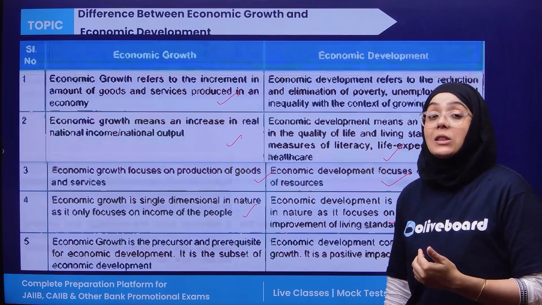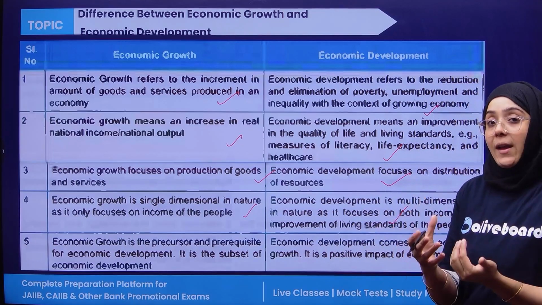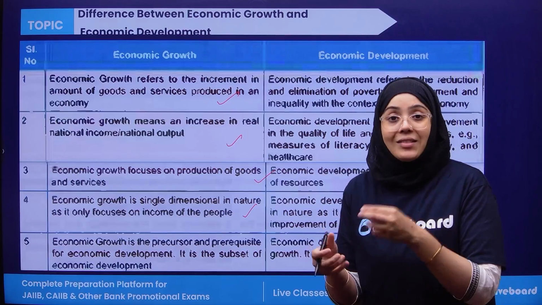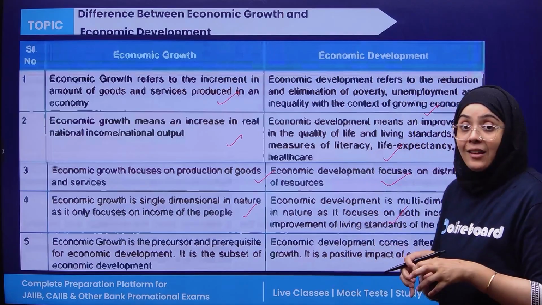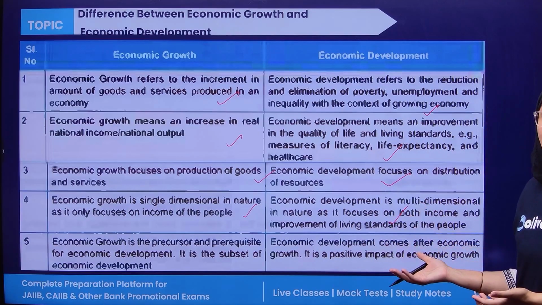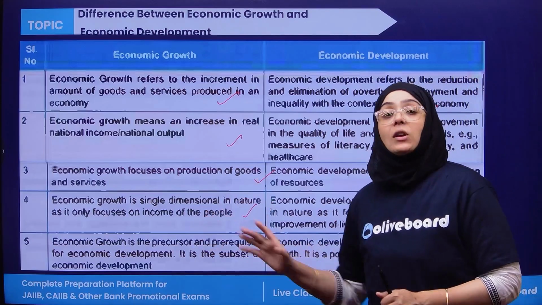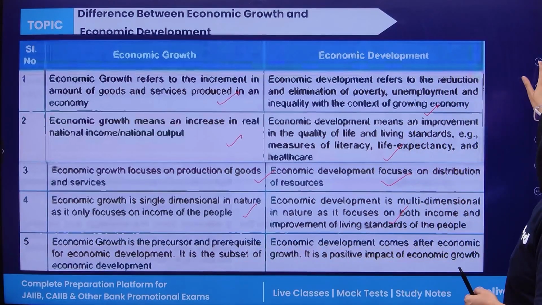Right? Growth comes before development because when you are growing, when you are increasing production of goods and services, then you are earning money. Then this money is utilized for the development of the country, right? So growth comes before development and development comes after growth. Clear?